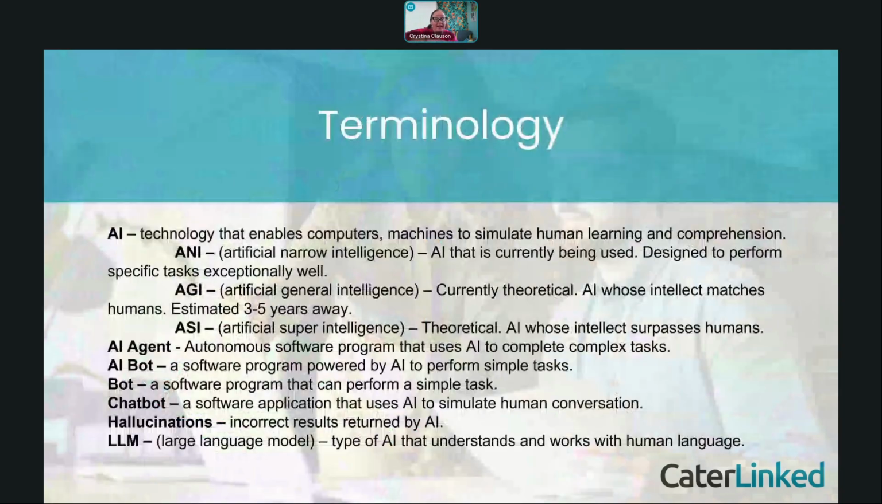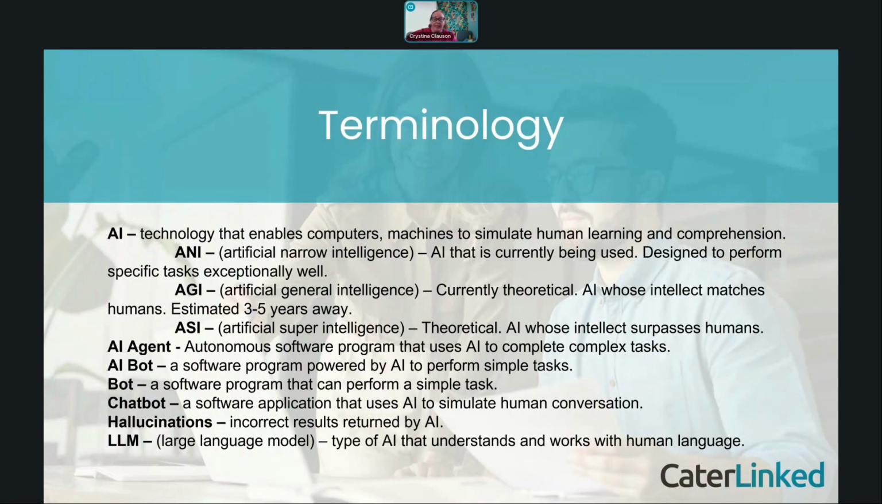So we're going to get right into it today. This is some of the terminology we'll go through. There's a lot of terminology. I didn't want to spend half of our time talking about what we're going to talk about. So you'll see most of the stuff here, but as we go through, there's going to be a lot of terms. So AI, very, very generally, is technology that enables computers and machines to simulate human learning and comprehension.